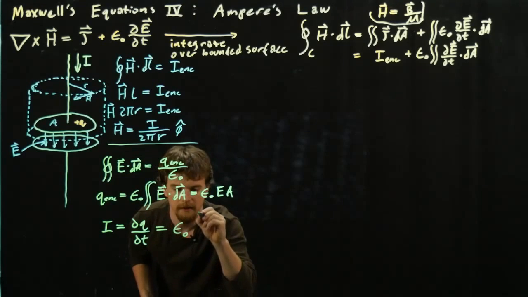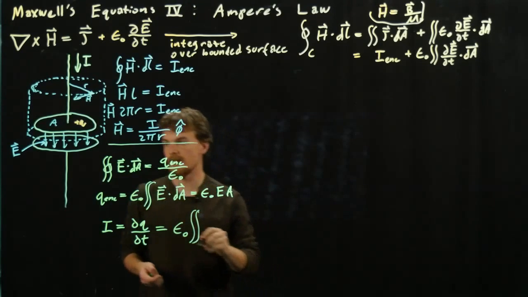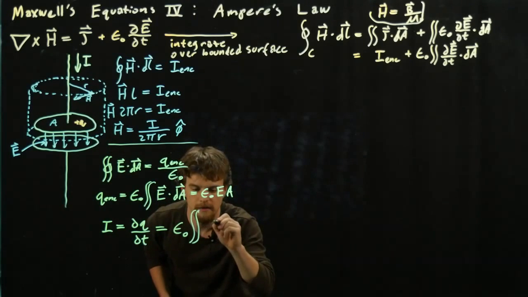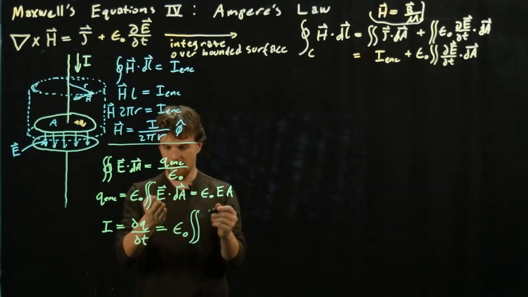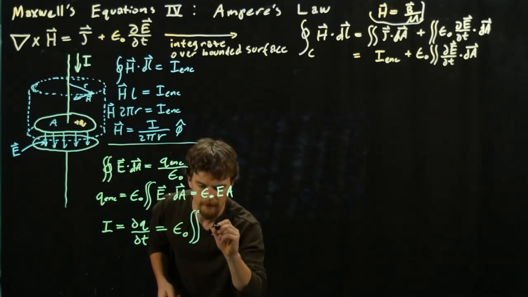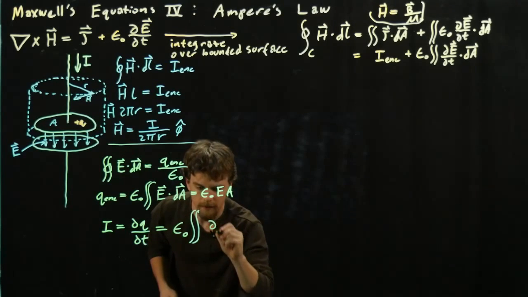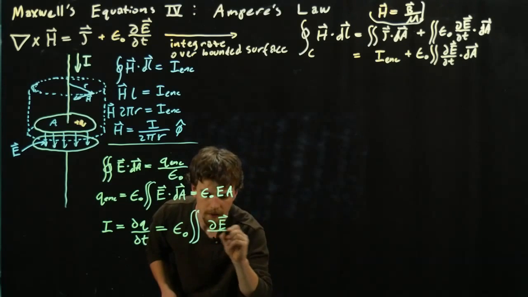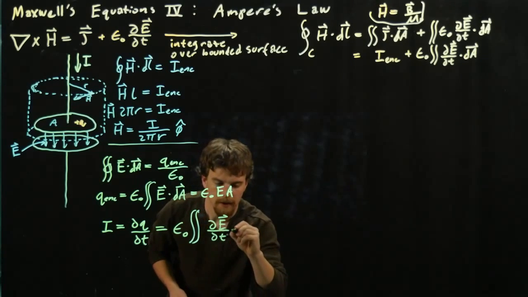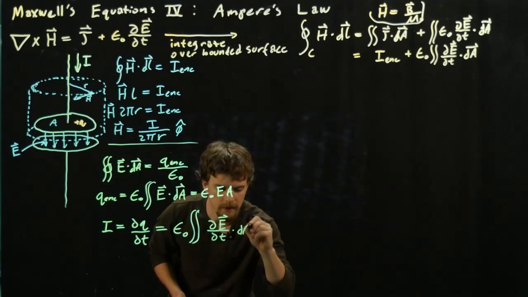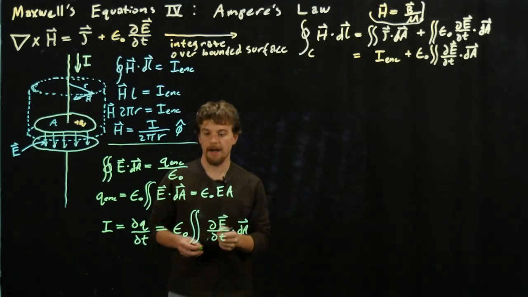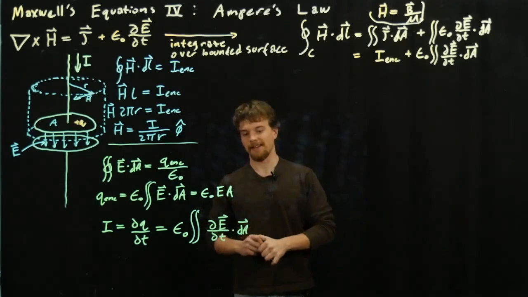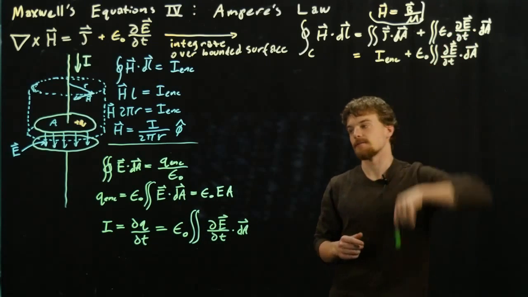epsilon naught, the integral over this bottom surface here of the time derivative of this term, which is going to be the time derivative of E, correct? The area isn't changing with time, so the only thing that can change with time is E. And that will be dotted with dA. And now that looks exactly like the second term in Maxwell's equation.